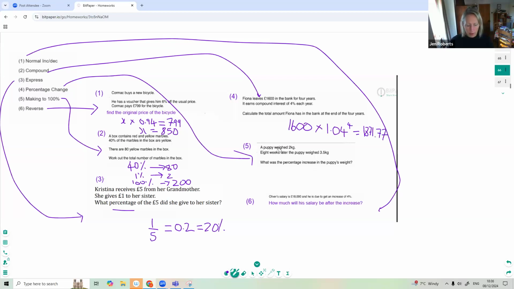Percentage change, difference divided by original times 100. 3.5 minus 2 is 1.5. The original, well, what did the puppy originally weigh? 2. So 1.5 divided by 2 times 100, 75%. Normal increase, decrease, 18,000. Multiply for an increase of 4%, 104, 1.04. $18,720. I have put another set of questions on if you want to have a go at these.